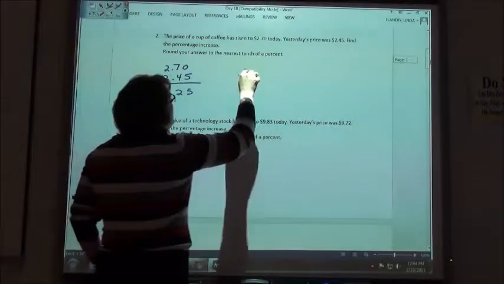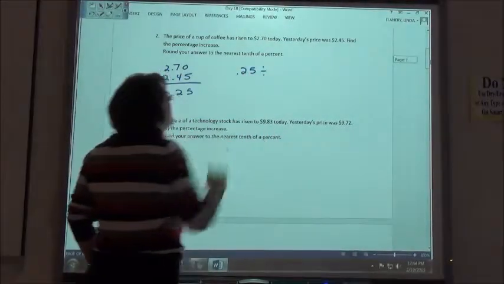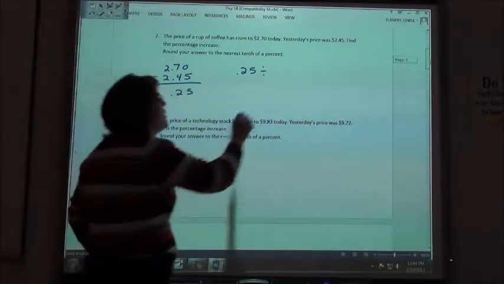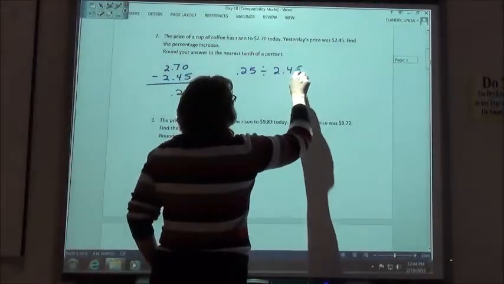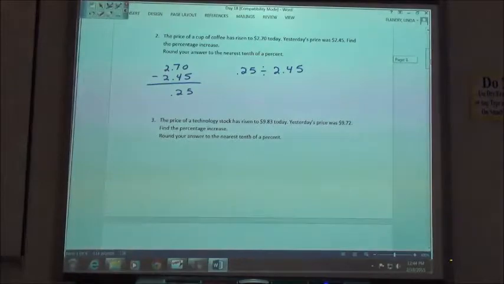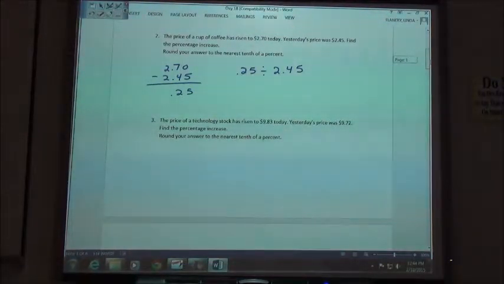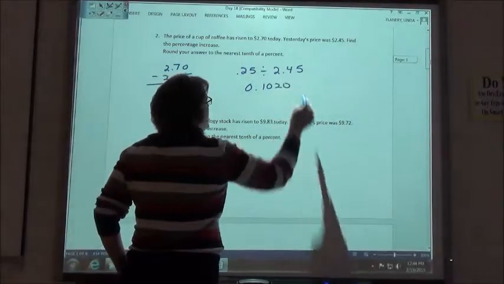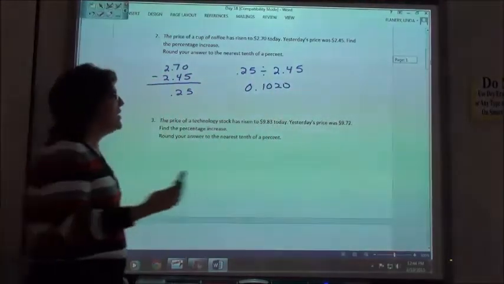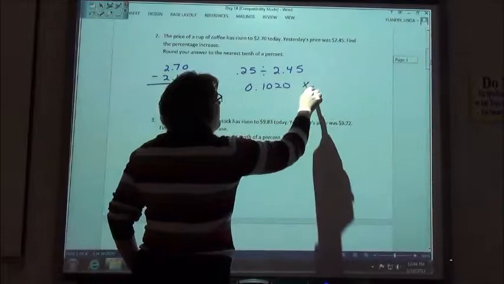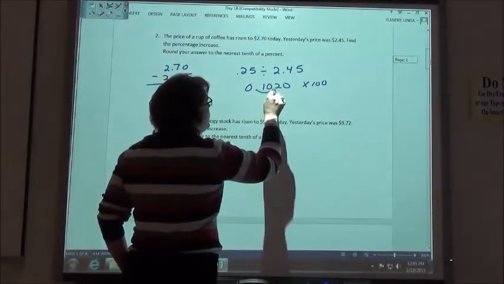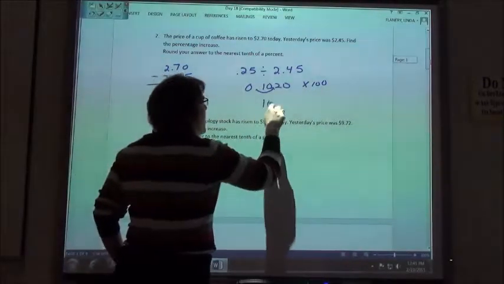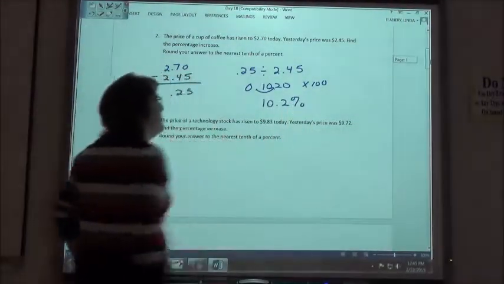So if we take our 25 cents, we're going to divide it by which one of those two values? Yesterday's price, which is the $2.45. And if we divide 0.25 by 2.45, we get 0.1020, and so forth. Changing that to a percent, we multiply it by 100, which moves our decimal 2 places, and round it to the nearest tenth, so 10.2%.